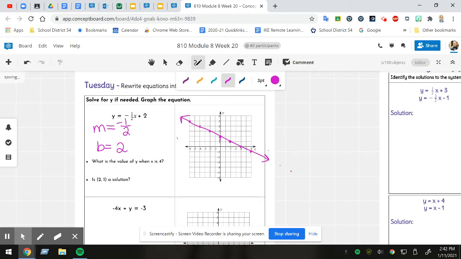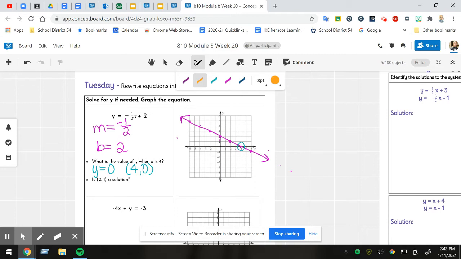All right, so there's my line. What is the value of y when x equals 4? Well, if you look, x equals 4 right at this point. It's on the x-axis, so y is 0. So I can write that as coordinates 4, 0.